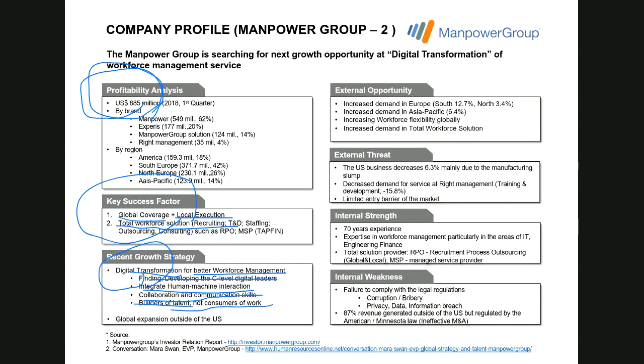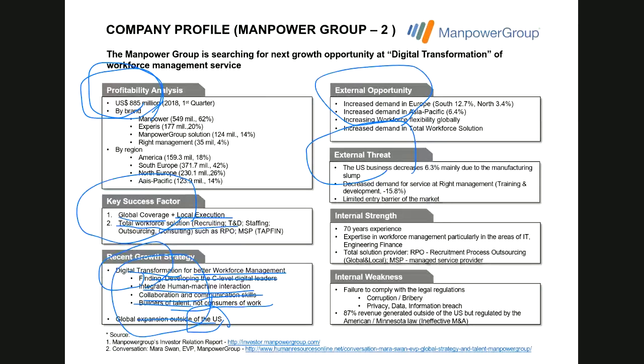They are applying artificial intelligence to identify where they can find the best of the best talent, and where they can find the C-level digital transformation leaders, because they have a good network all around the world. So that's their recent growth strategy. But is it easy to exercise? I don't think so. They are struggling. Global expansion outside of the US is their main growth strategy nowadays. Then we can identify their external opportunities and external threats from the external analysis.